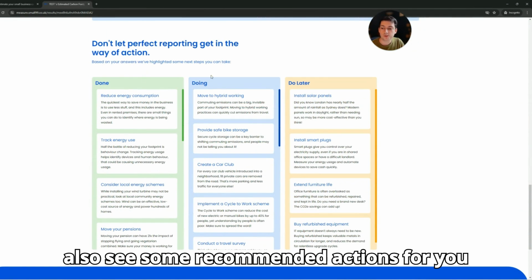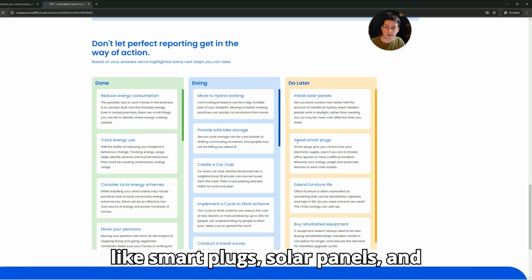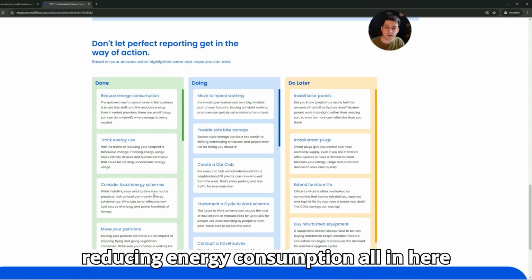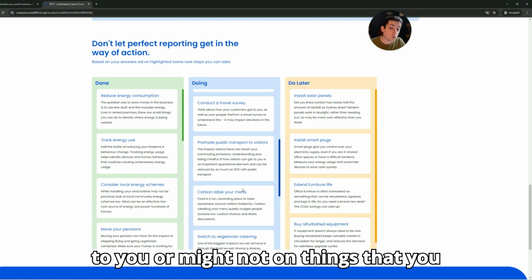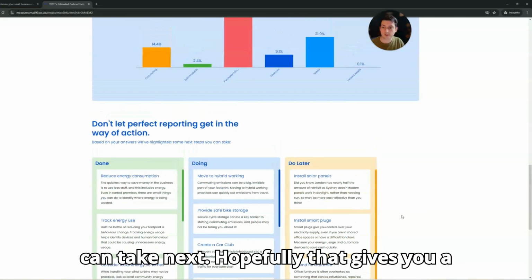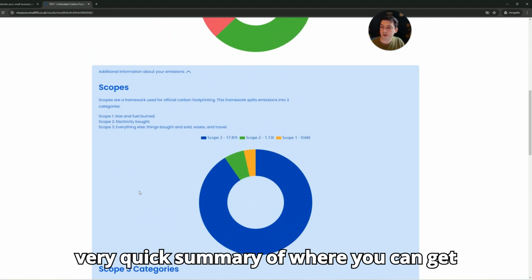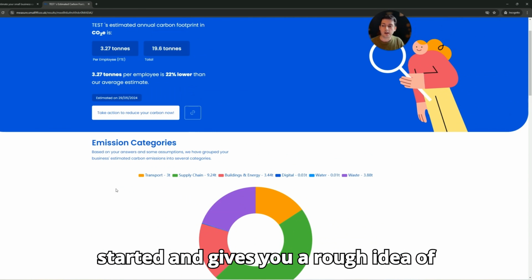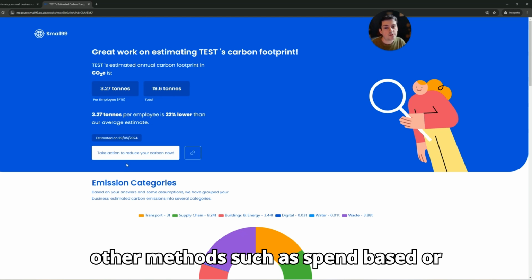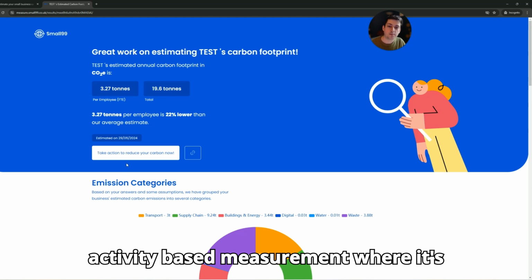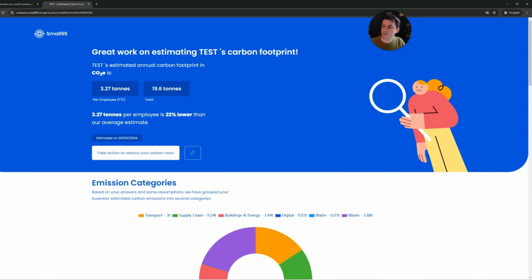Going further down, you'll also see some recommended actions for you to take further, and we can see things like smart plugs, solar panels, and reducing energy consumption all in here, based on the answers you've given, to give you some ideas that might be applicable to you or might not on things that you can take next. Hopefully that gives you a very quick summary of where you can get started and gives you a rough idea of your footprint before you move on to other methods such as spend-based or activity-based measurement, where it's much more accurate.